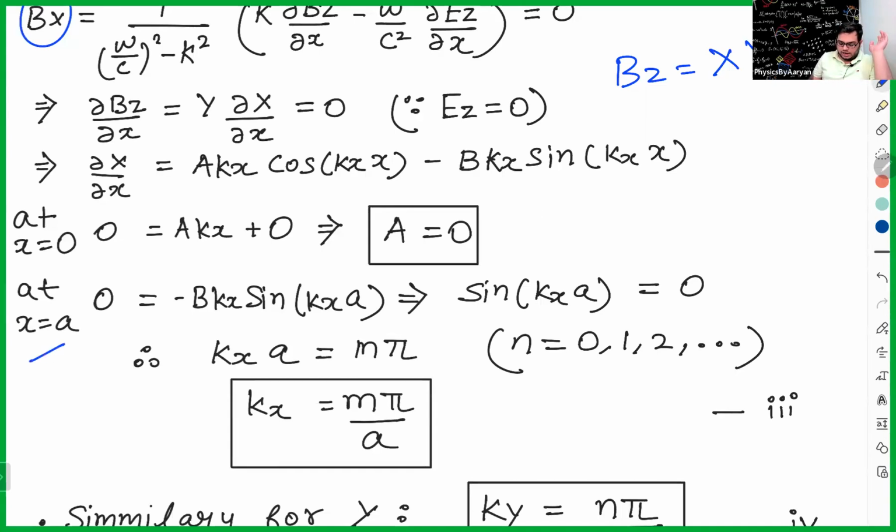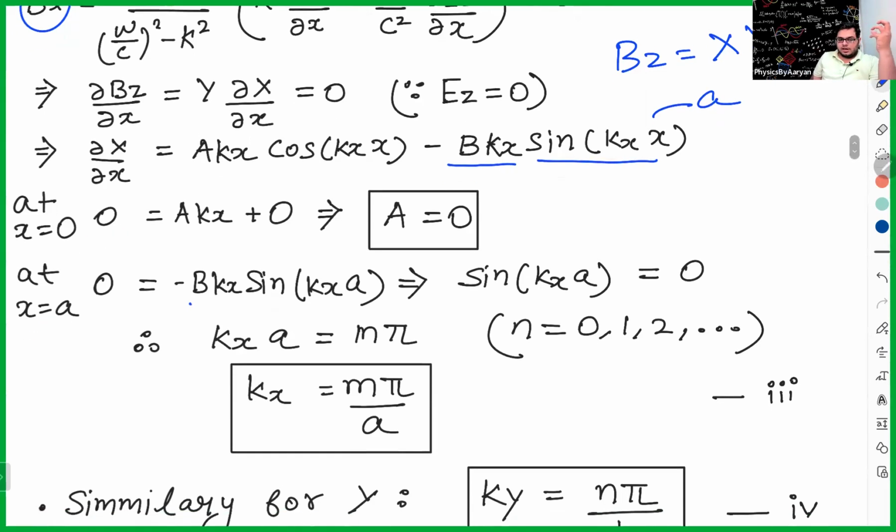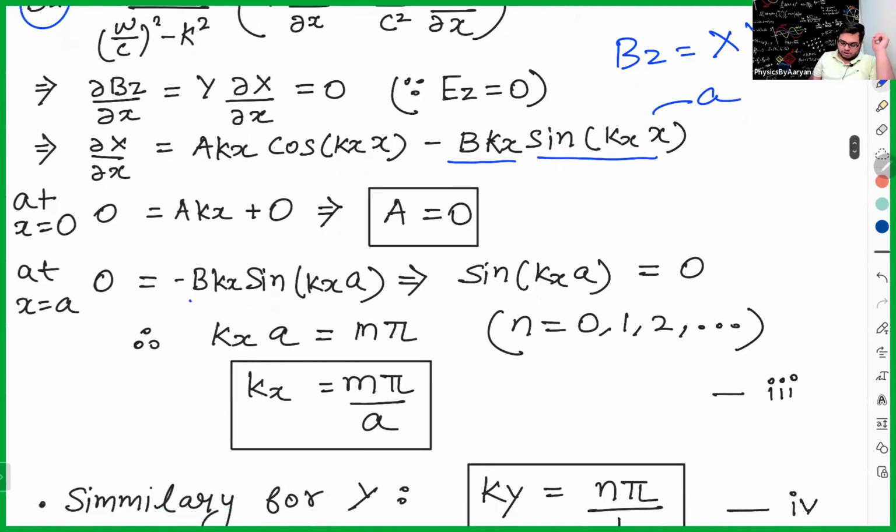Similarly, at x equals a, my derivative is also 0. If I put a here, a is already 0, so this thing is already gone, so let's forget about that. And here I get minus b kx into sin kx x. Now what do I have to put for x? a. Okay, so first I applied my boundary condition at x equals 0, and then I applied my boundary condition at x equals a.